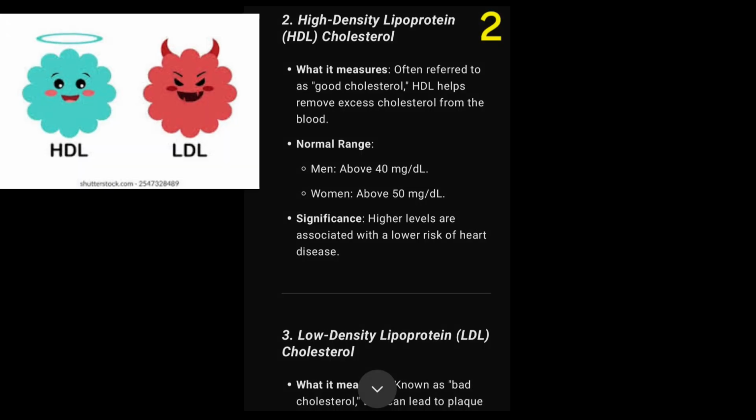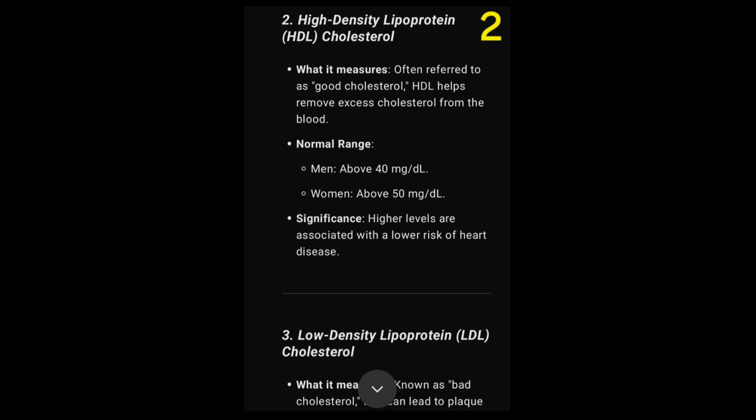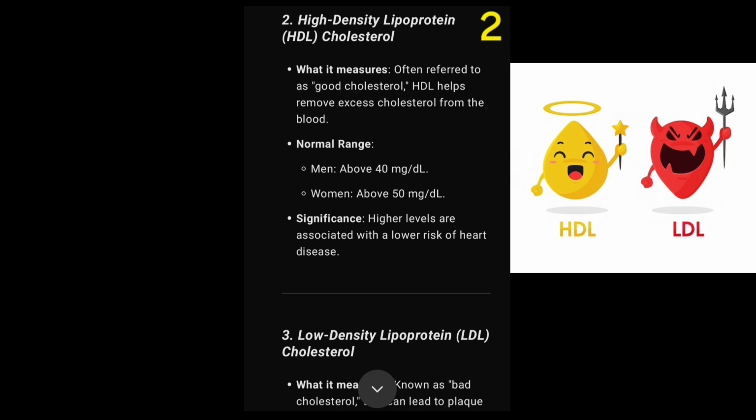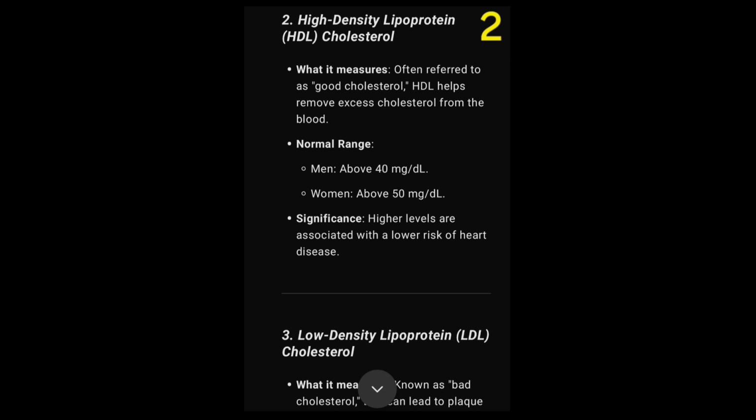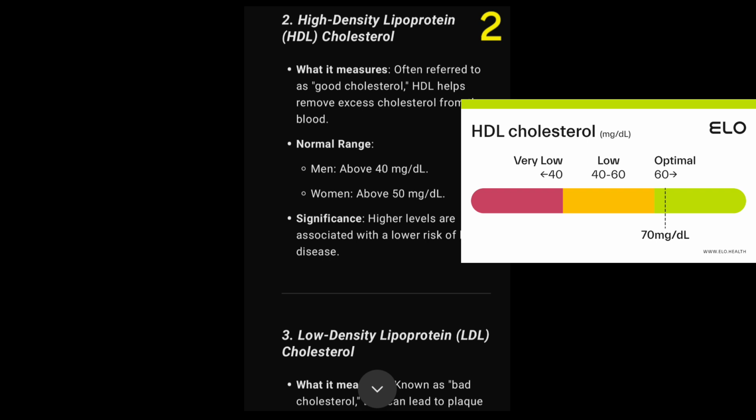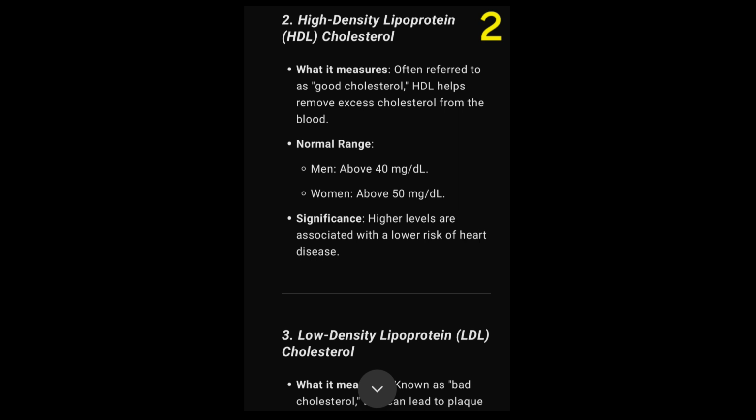Second comes HDL, high density lipoprotein. It is often referred to as good cholesterol, and HDL helps remove excessive cholesterol from the blood. Normal range in men is considered 40 mg per deciliter, and in women 50 mg per deciliter. Higher levels are associated with lower risk of heart disease. It is the matter of good cholesterol.